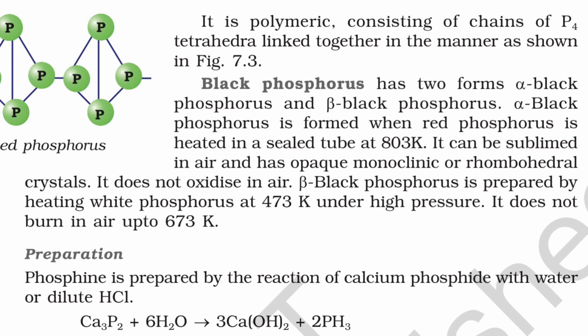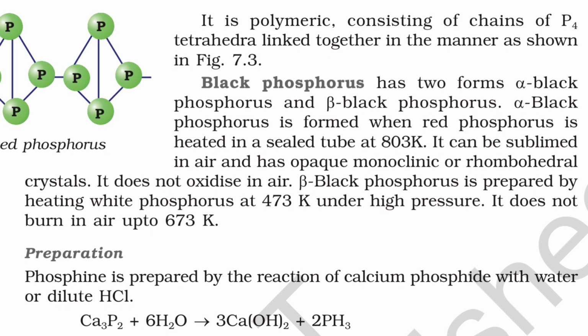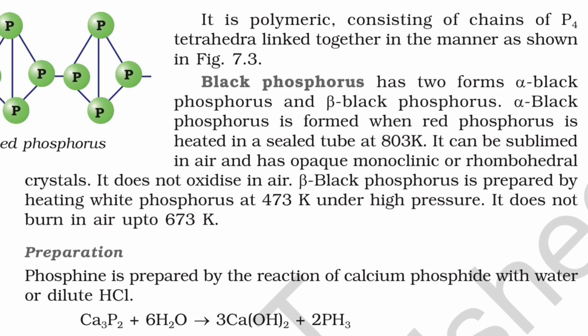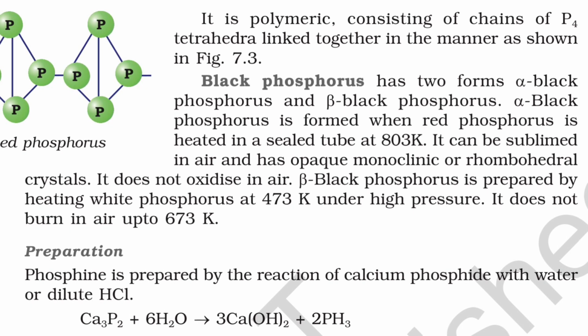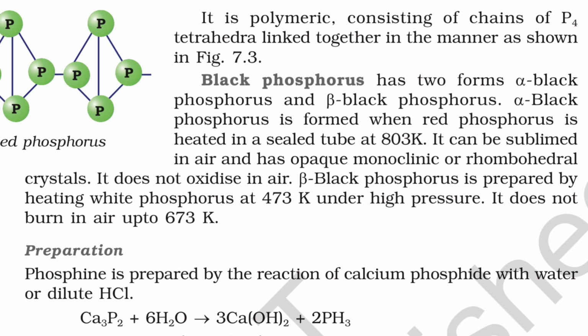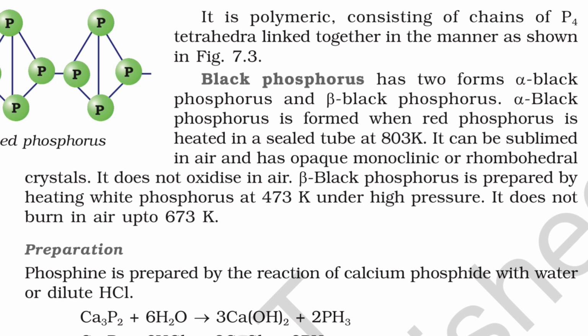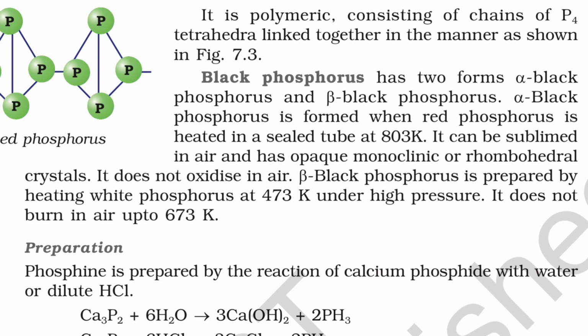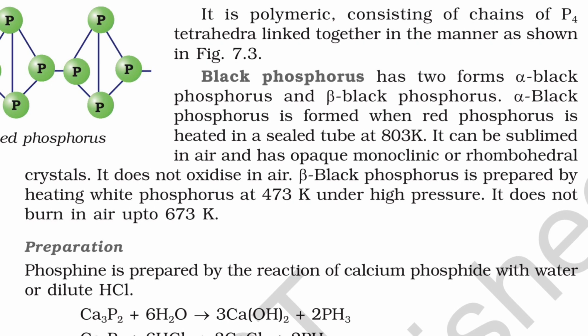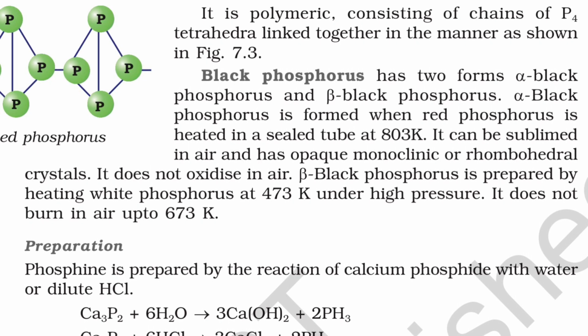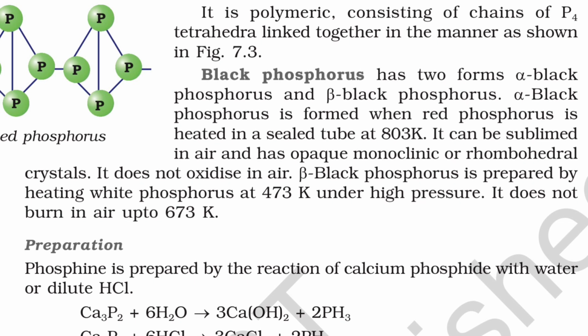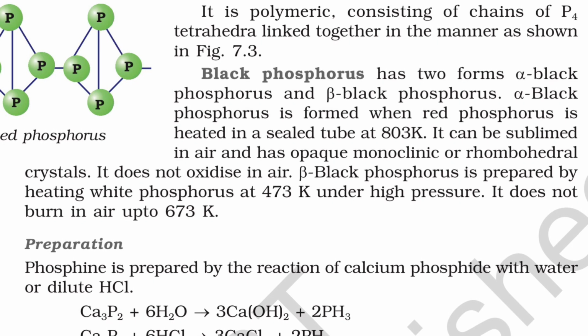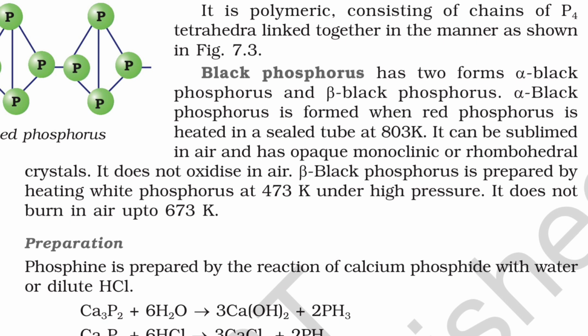Black phosphorus has two forms: alpha black phosphorus and beta black phosphorus. Alpha black phosphorus is formed when red phosphorus is heated in a sealed tube at 803 Kelvin. It can be sublimed in air and has opaque, monoclinic or rhombohedral crystals. It does not oxidize in air. Beta black phosphorus is prepared by heating white phosphorus at 473 Kelvin under high pressure. It does not burn in air up to 673 Kelvin.